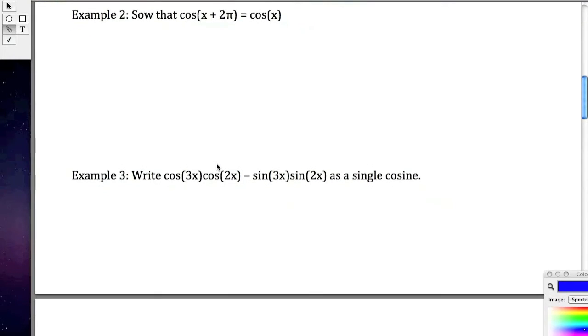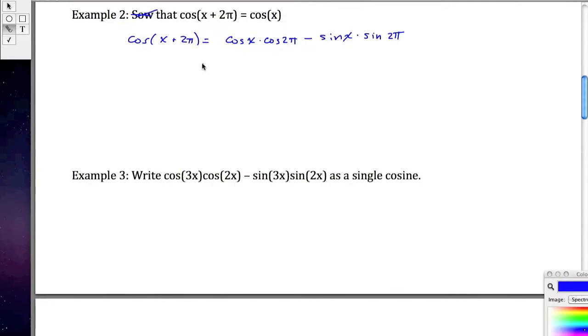We're going to show that cosine of x plus 2 pi is equal to cosine x. A little typo there. So show that cosine of x plus 2 pi is equal to the cosine of x. Well, if we expand this into what it means, this is really going to be cosine of x times cosine of 2 pi minus sine of x times sine of 2 pi.